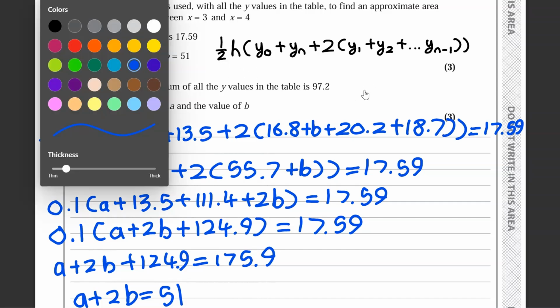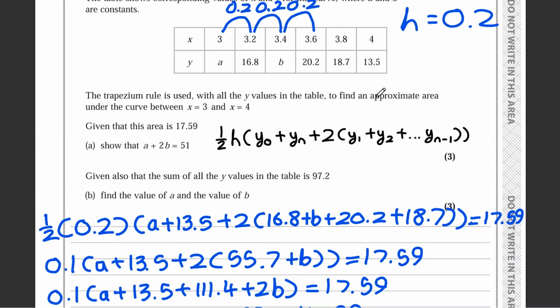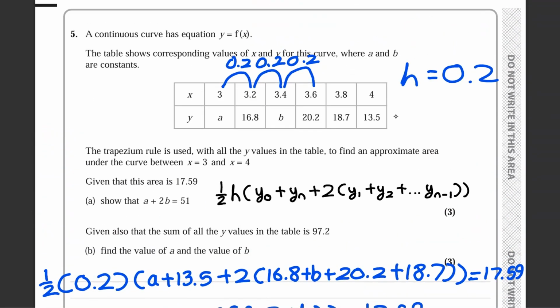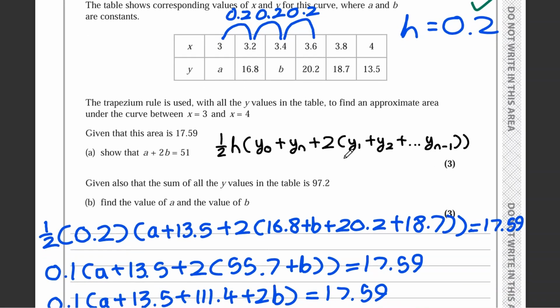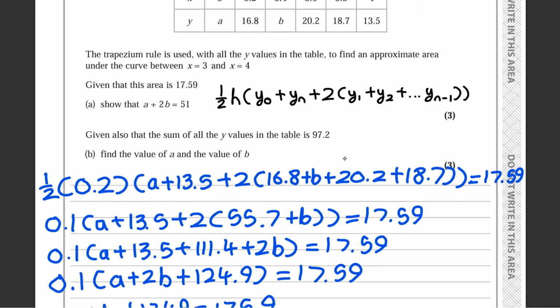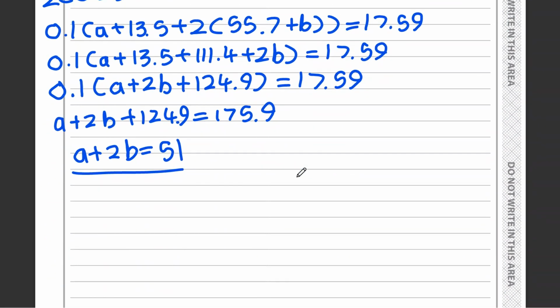So this is worth 3 marks. You get 1 mark for realizing that h is equal to 0.2. You get another mark for setting up this equation here, and then you get the final mark for showing that a plus 2b is equal to 51.